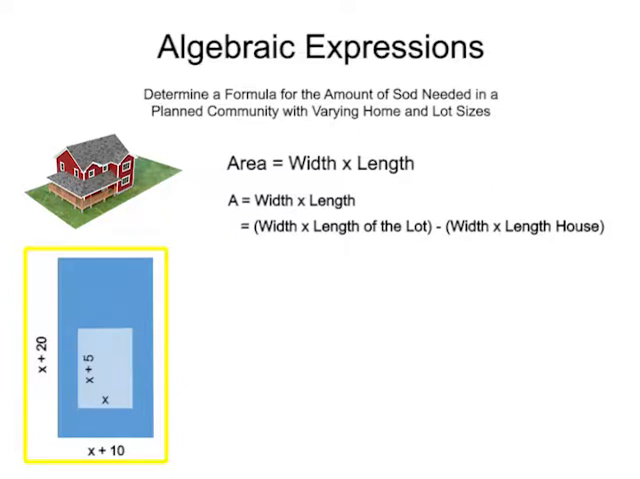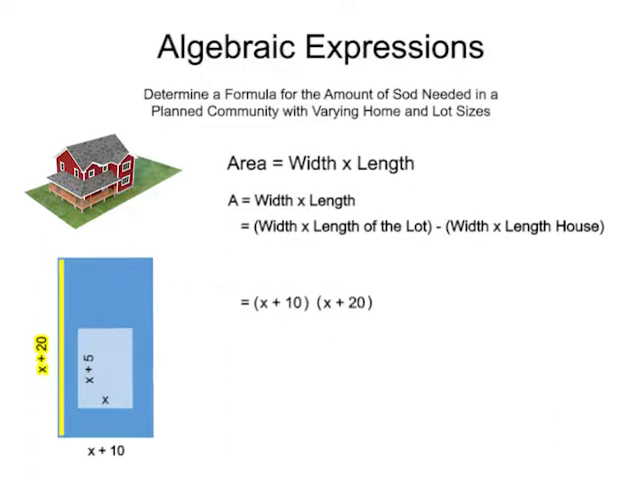The width of the lot is x plus 10. The length of the lot is x plus 20. Since the total area of the lot is needed, these two expressions are multiplied together. In algebra, we don't use the symbol x to represent multiplication because it would make the equation look too confusing. Instead, we either use a dot or place terms next to each other, as in this example.